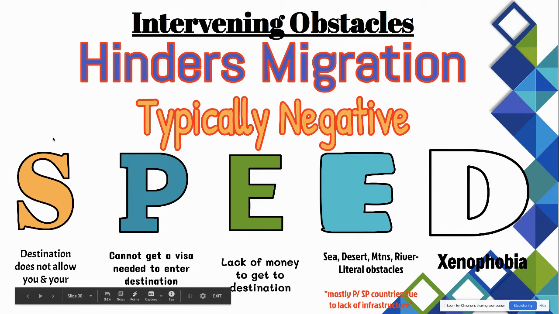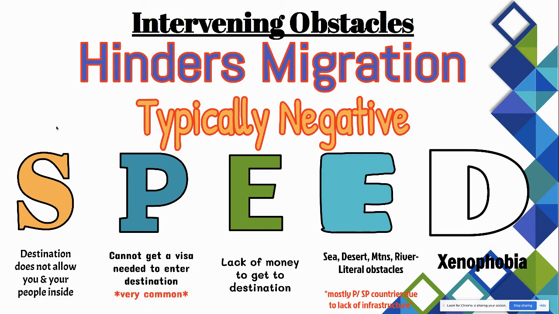Okay. So for S, remember using SPEED. S is for social. So the destination that you want to go to maybe doesn't allow you or your kind of people inside. You guys know that Russia has a bit of, I don't want to say a war, but they are very anti-homosexual. Okay. P is political. You cannot get a visa needed to enter a destination. So that has hindered your migration.